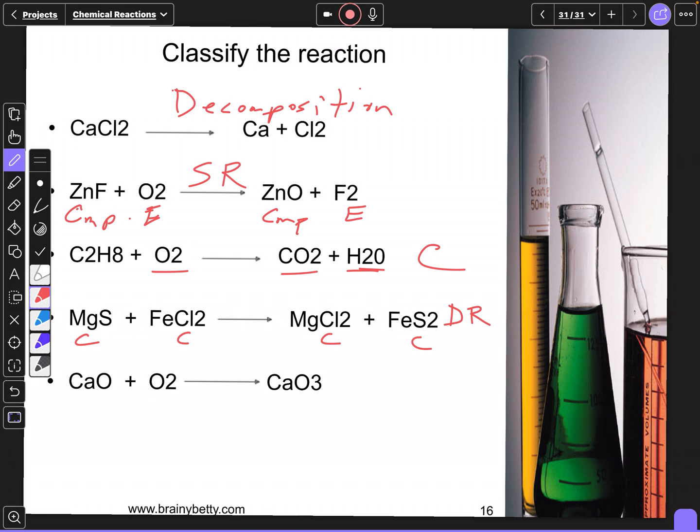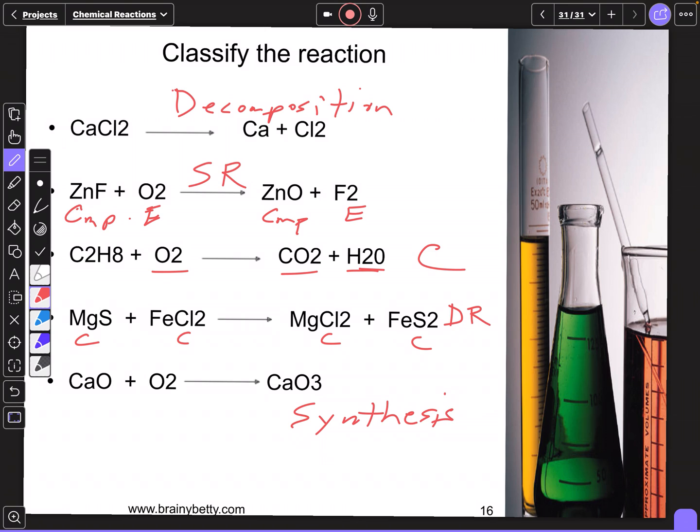And then my last example, when I have calcium oxide plus carbon dioxide, produces calcium carbonate. So if I look, I have two reactants, I have one product. When I have one product, it's always a synthesis reaction. So I can just put an S, or you can write it out if you would like.